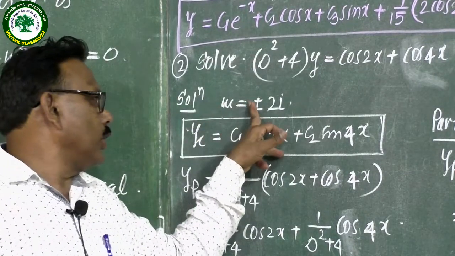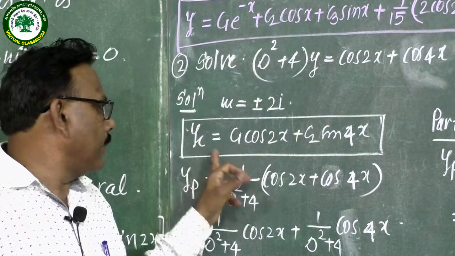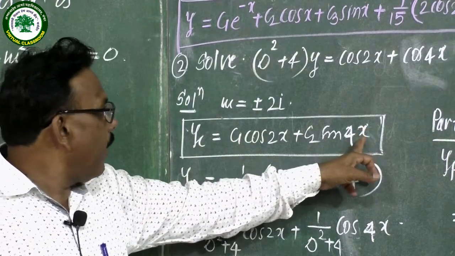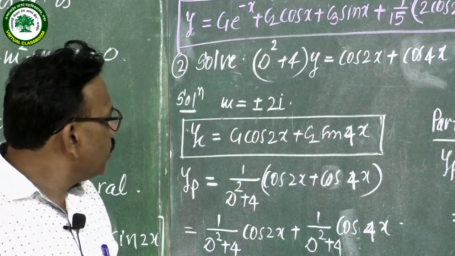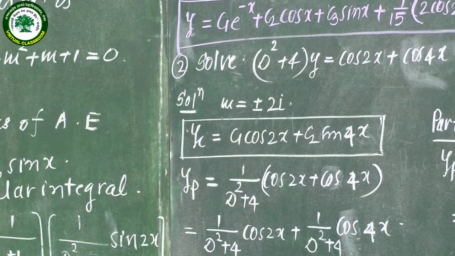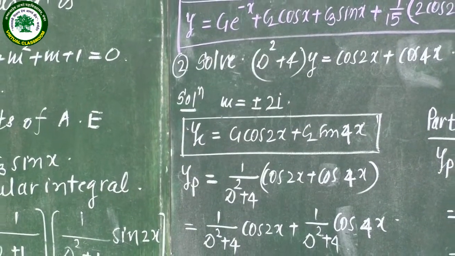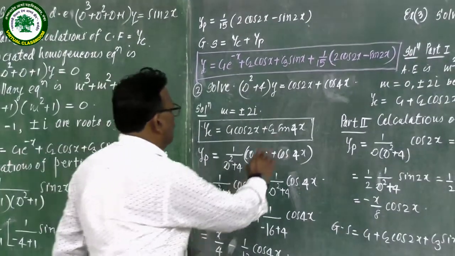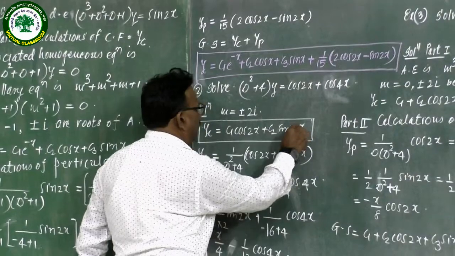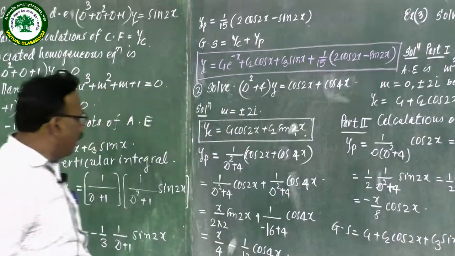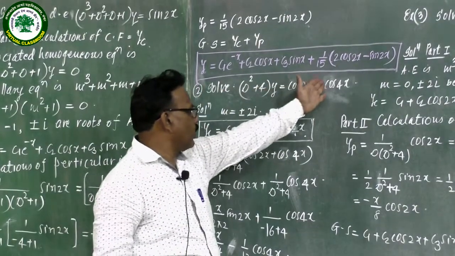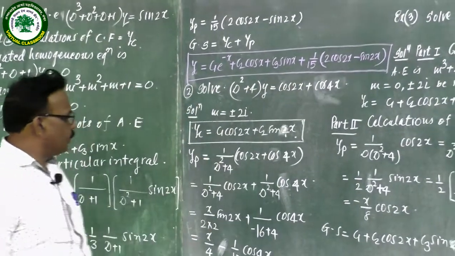Here the real part is 0, therefore you can directly write the complementary function as c1 cos of 2x plus c2 sin of 2x. We have made a mistake here, it is 2x. Okay. Now, considering the right hand side, cos of 2x plus cos of 4x, you have to find the particular integral here.